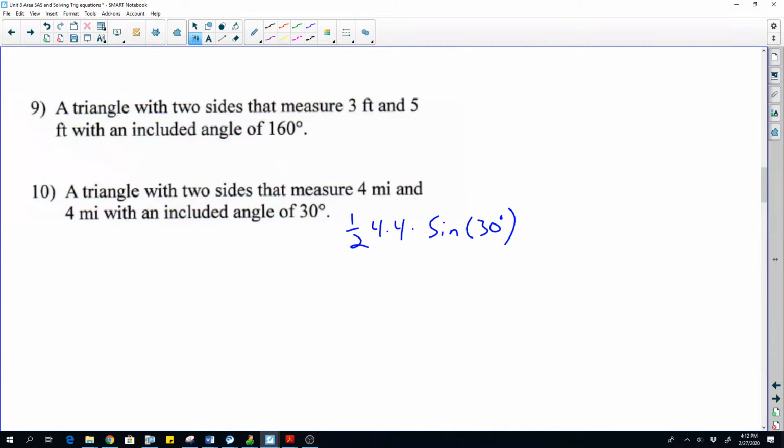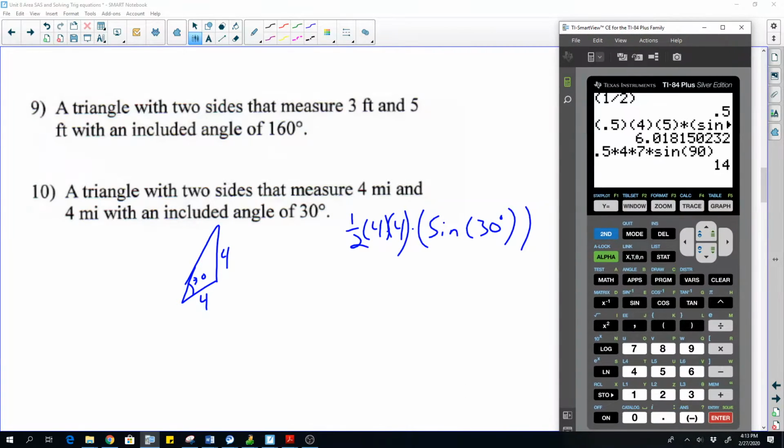A triangle with two sides that measure 4 miles and 4 miles with an included angle of 30 degrees. Okay, so maybe it is an acute triangle, and then we have some obtuse angle out there. Whoa, parallelogram. It's kind of hard to draw it, but yeah, that could happen. So there's your 30-degree angle, and one side is 4, the other side is 4. Don't forget lots of parentheses there.